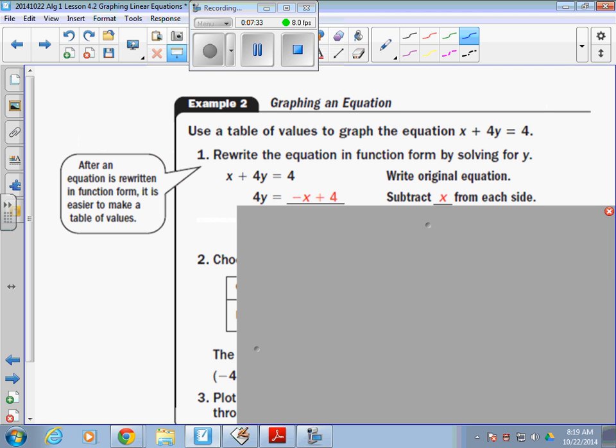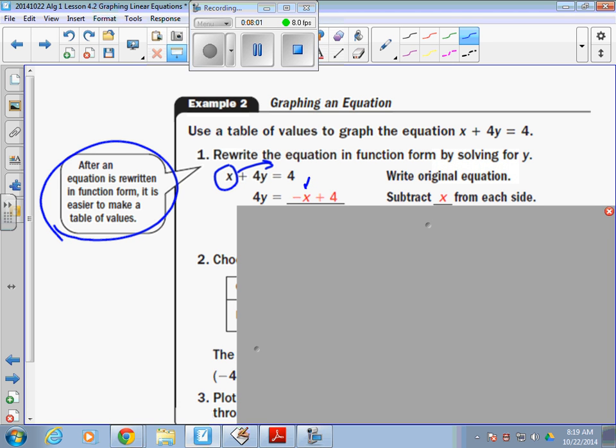Okay, here's example number 2, graphing an equation. x plus 4y is equal to 4. First thing you got to do is rewrite it in function form, or get y by itself. After an equation is rewritten in function form, it's easier to make a table of values. So that's the reason why you do it. So what you want to do is move over this positive x. We did it on the bell work. We had 2 of them just like this on the bell work. It's positive x. When you move it over, it becomes negative x. So subtract it. When you subtract it on the left, you got to do it on the right.